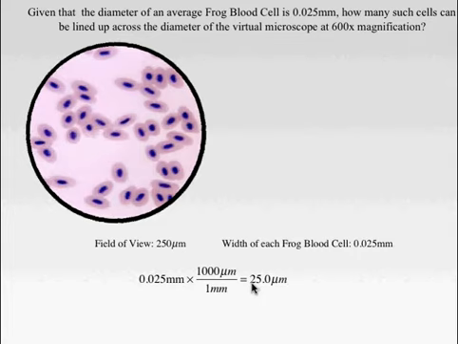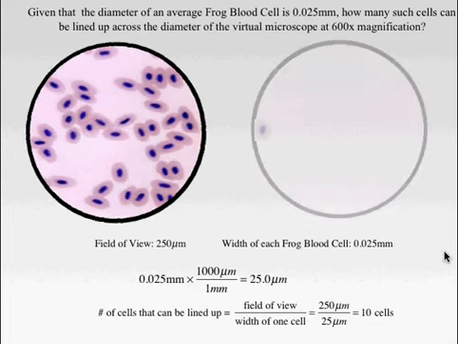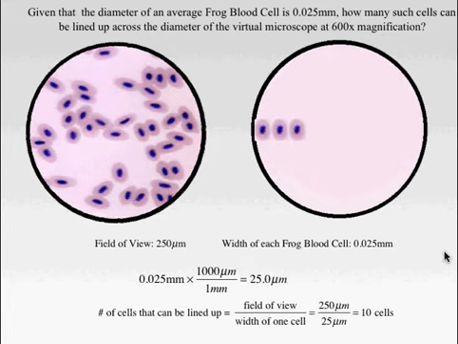Then we just need to figure out how many cells can be lined up. We can figure that out using the equation here. So the number of cells that can be lined up is equal to the field of view divided by the width of one cell. We know the field of view is 250 micrometers, and the width of one cell is 25 micrometers. Dividing those numbers, we'll get 10 cells. And if we look at our microscope, we could actually line up 10 of these frog blood cells. So that's how you figure out how many cells or how many whatever you're looking at can be fit into the field of view.